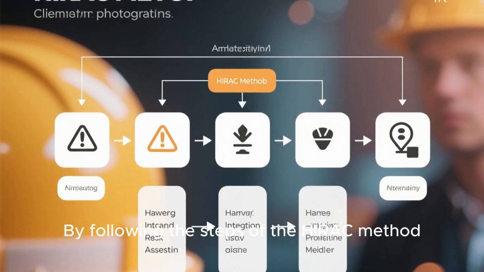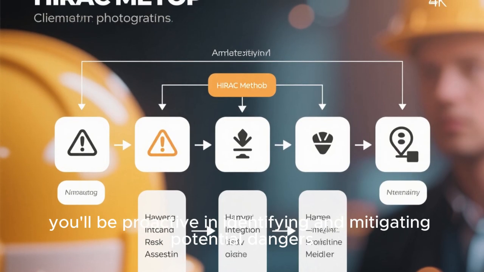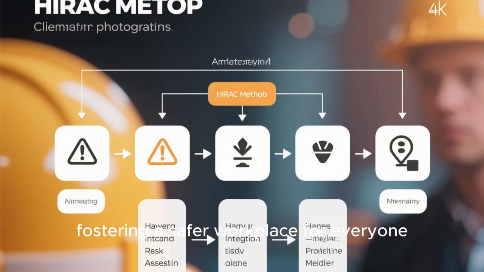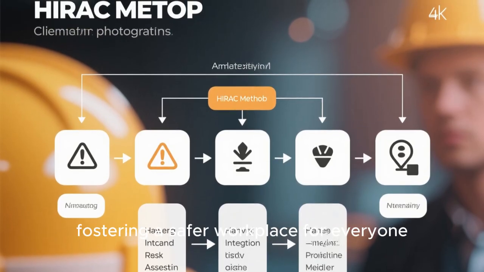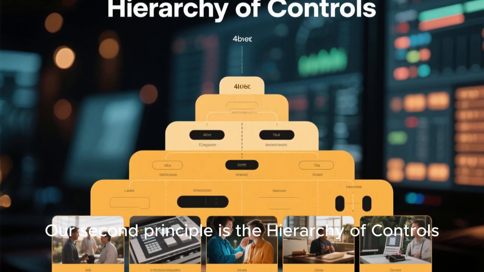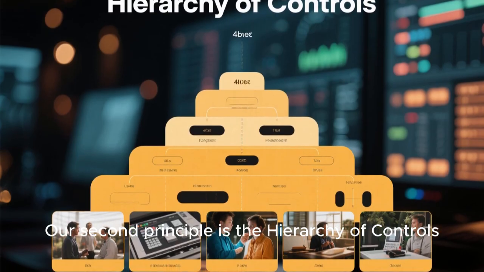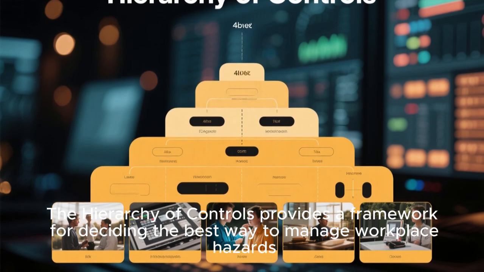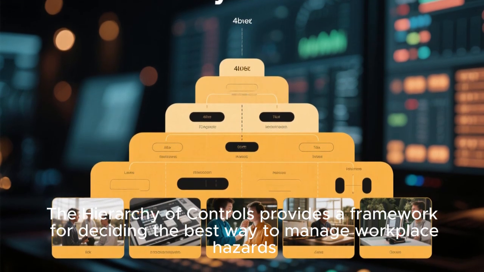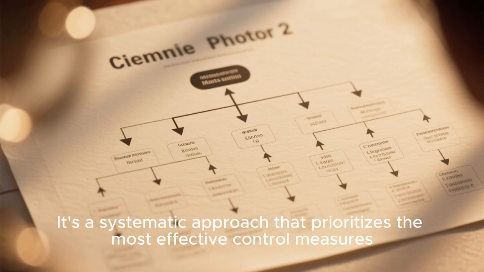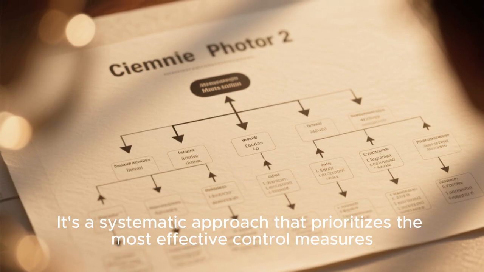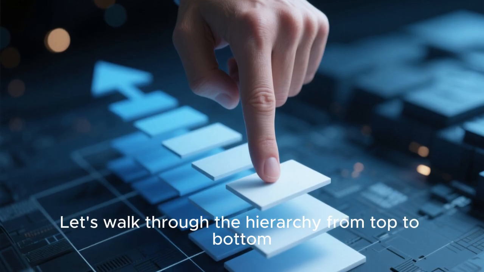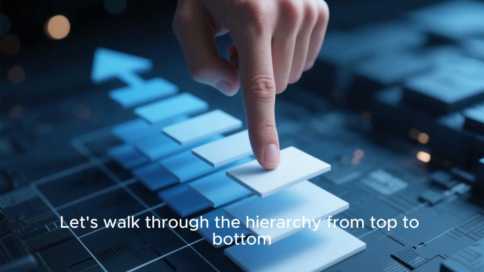By following the steps of the HIRAC method, you'll be proactive in identifying and mitigating potential dangers, fostering a safer workplace for everyone. Our second principle is the hierarchy of controls. The hierarchy of controls provides a framework for deciding the best way to manage workplace hazards. It's a systematic approach that prioritizes the most effective control measures. Let's walk through the hierarchy from top to bottom.